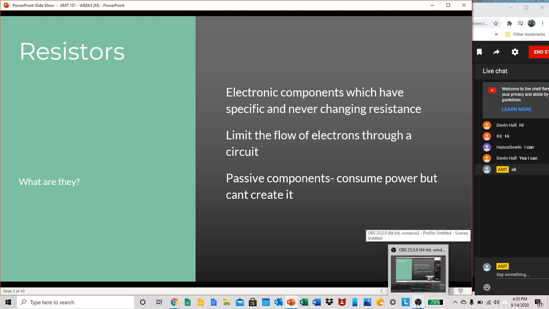A resistor is an electronic component which has a specific and never changing resistance. They limit the flow of electrons through a circuit. These are considered passive components. They consume power, but they can't create or generate it.